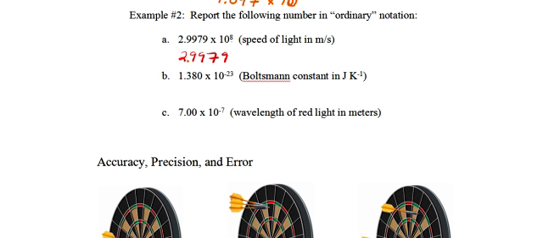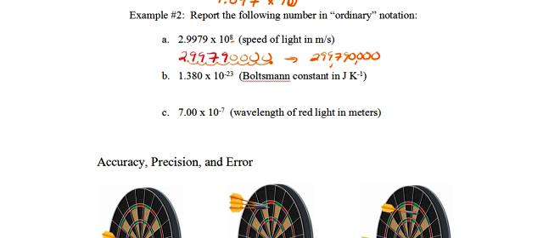We need to move it 8 places to the right because it's a positive number. So that's going to mean we move it 1, 2, 3, 4. Now we've run out of digits to pass the decimal over, so we have to start adding zeros. So once again, 1, 2, 3, 4, 5, 6, 7, 8. So the decimal would go there. And so what we have is 29979 with 4 zeros past it.